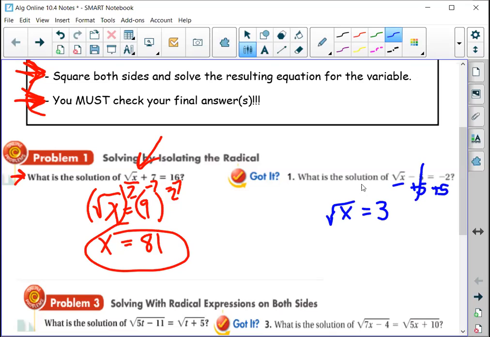Now that we have the radical by itself, we're going to square each side. Remember, whenever we square a square root, it totally cancels out, and we're left with just x, whatever was under the radical. And then that's going to be equal to 3 squared, which is 9. Again, check your answer by plugging it into the original equation. And in this case, it does work out, so that x equals 9 is an answer. That's all there is to those types of problems.